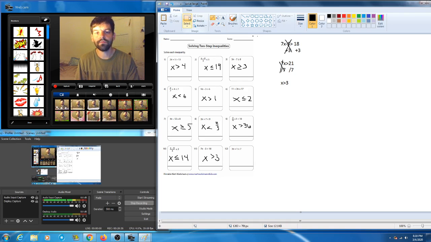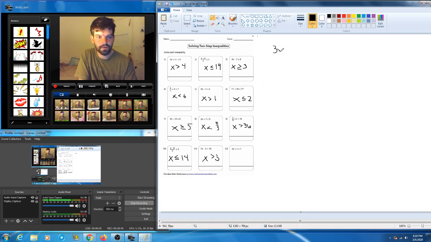Alright, so we got one more to do here. Let's go ahead and knock this one out. So we have 3x plus 1 is greater than or equal to 7. And again, no fractions, no worries. We have plus 1, and the inverse of adding 1 is subtracting 1. We'll subtract 1 from both sides of the inequality, keeping the balanced scale in mind.